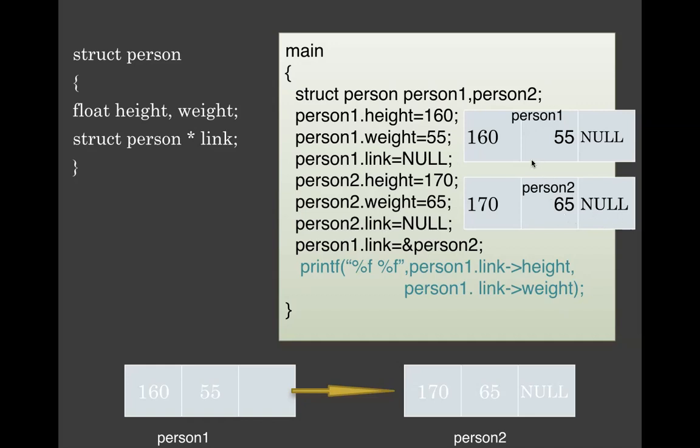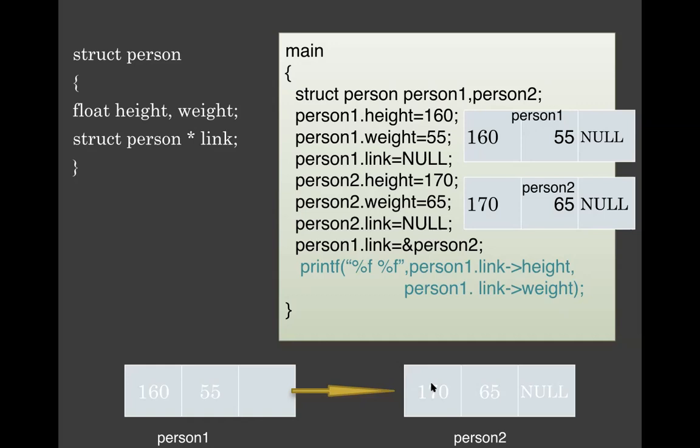So we have created two person structure variables, person 1 and person 2. Person 1 dot height, person 1 dot weight, person 1 dot link. Link is a pointer, so it is going to hold an address. Right now it's not holding any address, so null. Similarly for person 2, height, weight and link. This structure is separate, and this structure is separate.